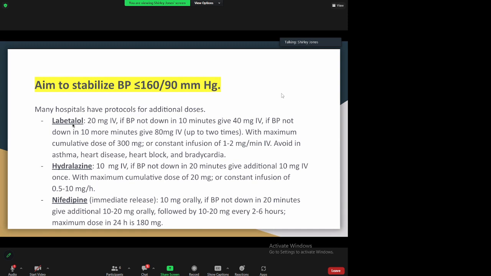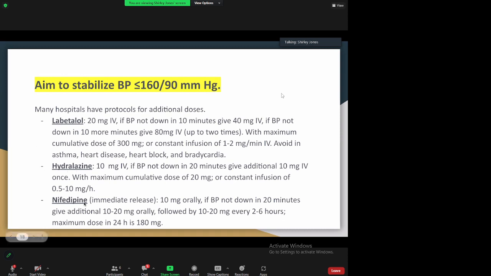It's important to remember that labetalol should probably be avoided in someone with moderate to severe asthma, heart disease, heart block, and bradycardia. Your hydralazine is going to be kind of the opposite of labetalol. So you're going to do a 10 milligram bolus and then repeat the blood pressure in 20 minutes. If it's still elevated, give another 10 milligram bolus. You can only give two doses of hydralazine though. If you give two doses of hydralazine and they're still hypertensive, then you need to switch to maybe labetalol the next time or nifedipine the next time.